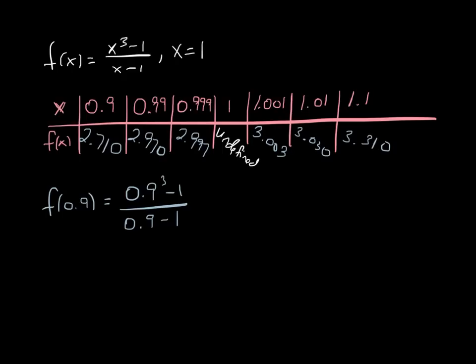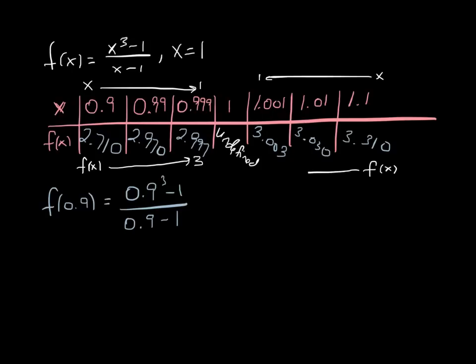but we're not so concerned with what is happening at x equals 1. It's what happens as x gets close to 1. So here, as x is getting closer and closer to 1, it looks like f of x is getting closer and closer to 3. Same thing from the other direction. As x is getting closer and closer to 1 this way, it looks like f of x is getting closer and closer to 3. Well, that's what we call a limit.